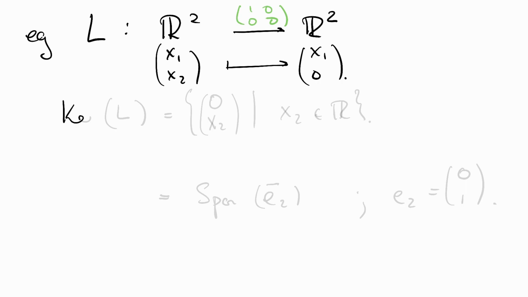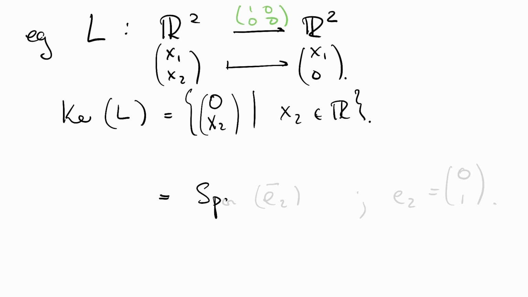The kernel of L, well, it's all the things that get sent to 0, which means that x1 has to be 0. This is going to be all the things of this form, (0, x2), where x2, of course, is some real number. This is otherwise known as the span of E2, where, remember, E2 is the vector (0, 1).